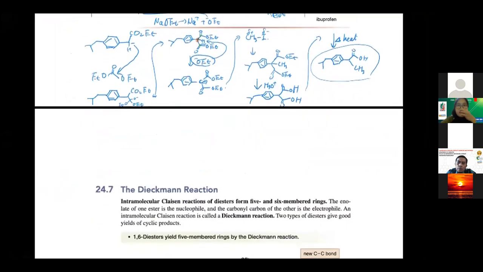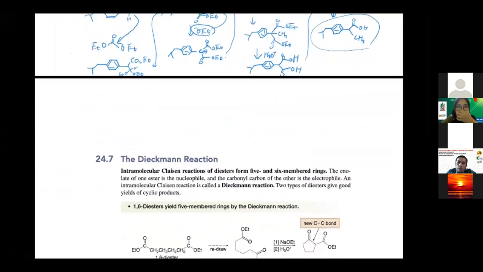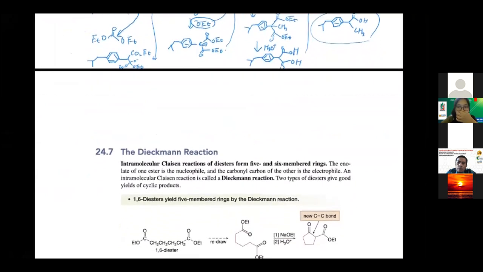So I want to move to the next reaction. But I'm drawing here the pre-structure, so please do it by yourself. Doing it by yourself is very helpful. You will understand all the reactions.